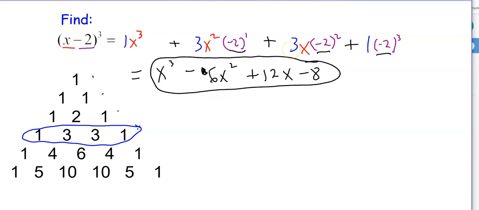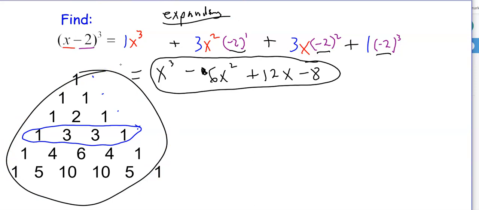What we're doing is expanding binomials. And we're using Pascal's triangle to expand binomials. So this is the expanded version of this binomial to the third power.